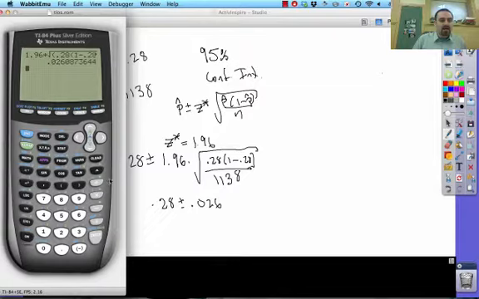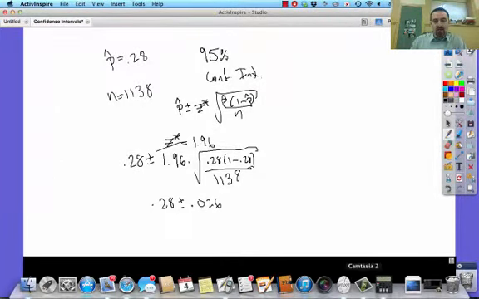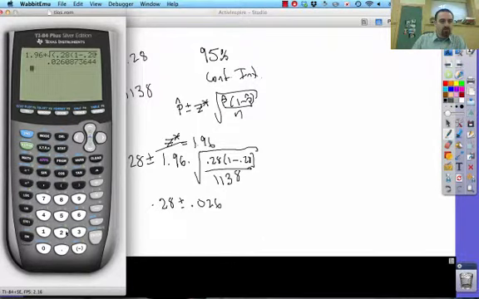Okay. So what does that mean? With 95% confidence, assuming that we had a simple random sample in the poll, I can say the true proportion of people who will vote for the mayor is somewhere between 0.28 minus 0.026 and 0.28 plus 0.026. So if I actually write that out as an interval, the interval is going to be 0.28 minus that number, and 0.28 plus the number.